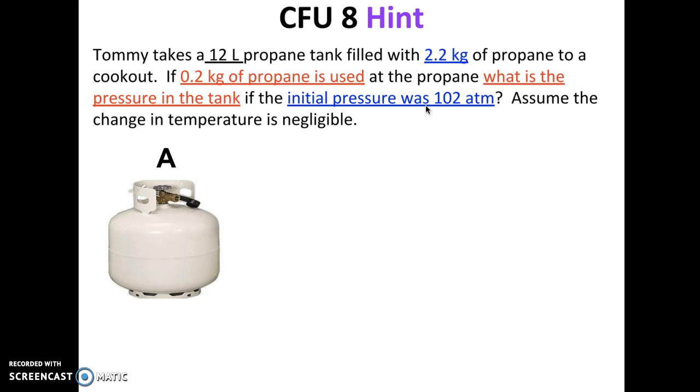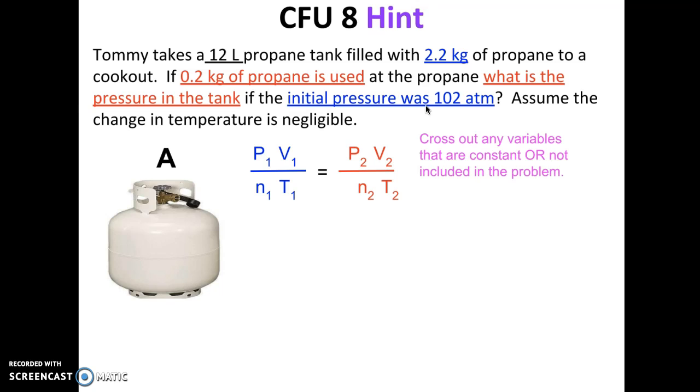If you needed a hint, with any problem, you want to read and annotate. That's what I've done here. I've annotated and color coded things based on whether I noticed that there was a change. Things that were initial, I color coded in blue, and the final values, I color coded in red. Since things are changing, I'm using the combined gas law, and make sure you cross out any variables that are not consistent or not included in the problem.